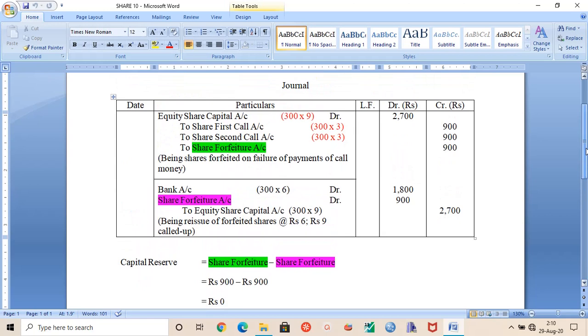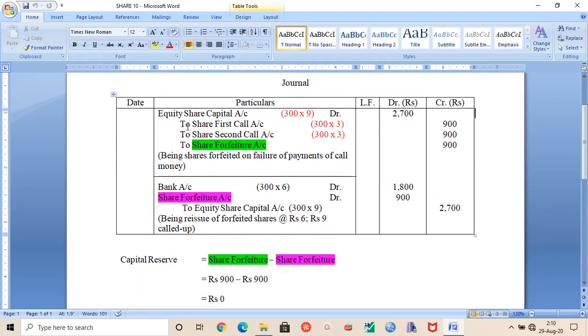But this is only the introduction to how to forfeit shares. This is your forfeiture entry and this is your entry for the reissue of forfeited shares.